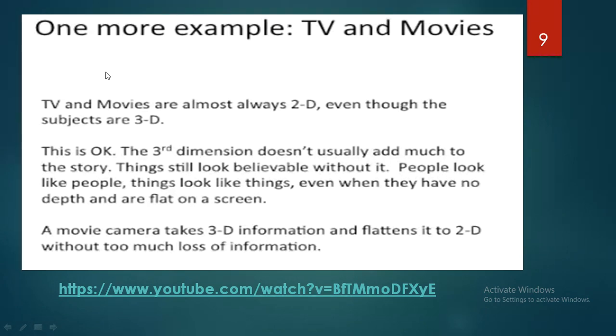One example of dimensionality reduction is watching a movie. Although the real objects are 3D, most of the movies are 2D only. But still we enjoy and do not feel like we are not able to see the real objects. Okay.